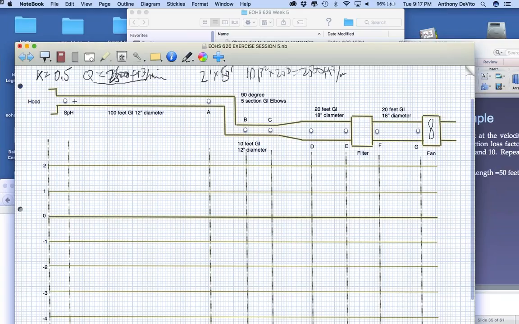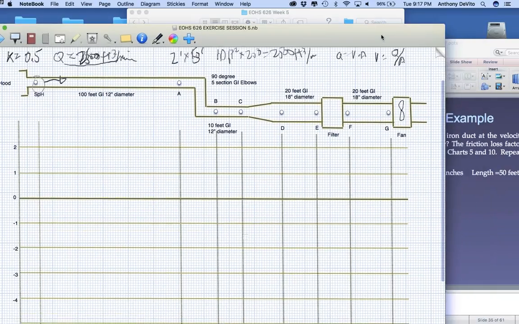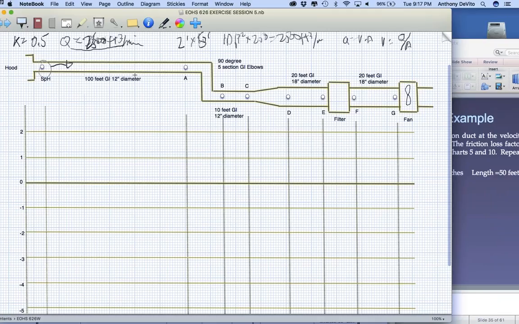Okay, so now I want to figure out what my static head pressure has to be in order to give me that much air. I mentioned that this is a 12-inch diameter duct at the back of this table. What velocity do I need in this 12-inch diameter duct in order to achieve 2,500 feet per minute? Well, Q is equal to V times A, so the velocity is going to be equal to Q divided by the area of the ductwork.